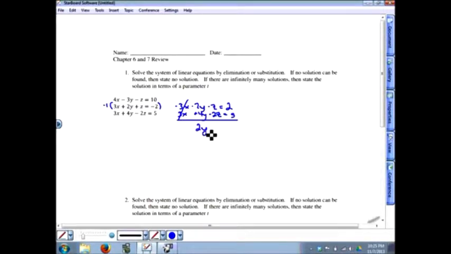-2y plus 4y is 2y. -z plus -2z is -3z. And 2 plus 5 is 7. So now we have an equation in terms of y and z. What we're going to need to do next is choose two more equations that eliminate the same variable. So here we eliminated x. We're going to have to eliminate x from another one of these two equations.